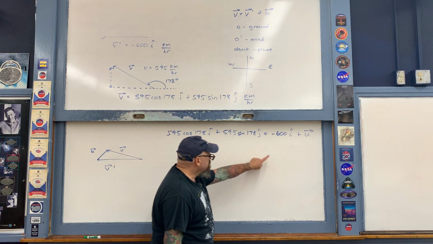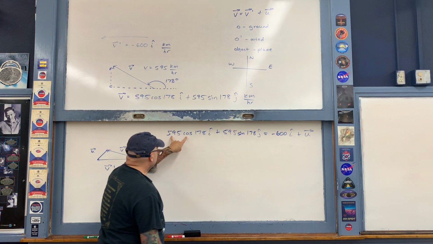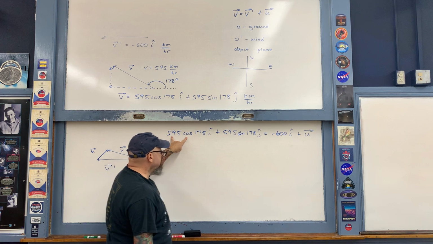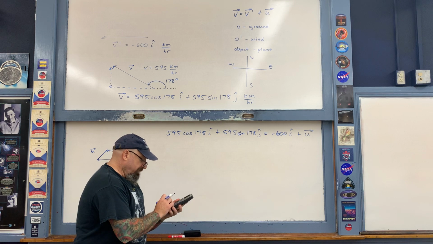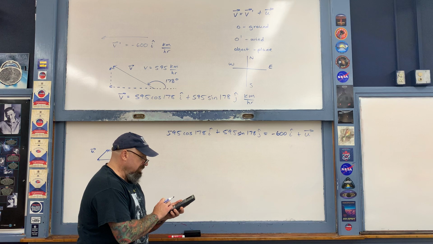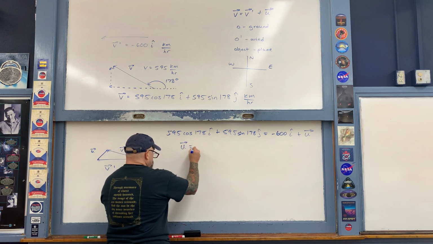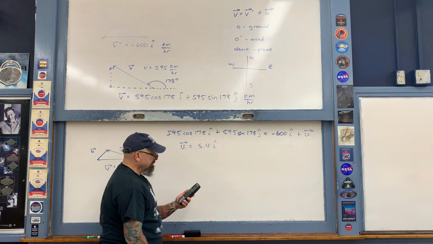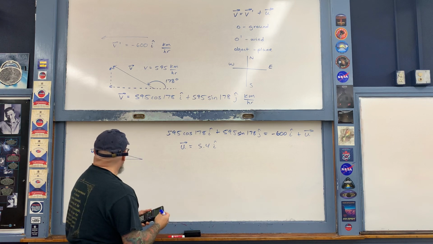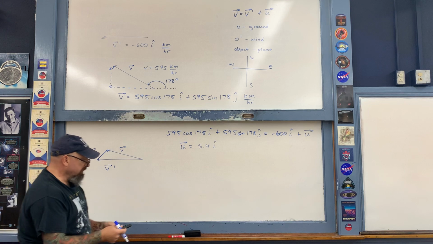So now just solve for u. When I solve for u, I'm going to add this 600 i hat to the other side. So I have right here 595 cosine 178 plus 600. All right, so 595 times cosine of 178 plus 600. And in terms of the i hat components, I end up with only about 5.4 or so i hat. Notice it's positive. So my guess here about the u vector pointing into the first quadrant is probably correct.